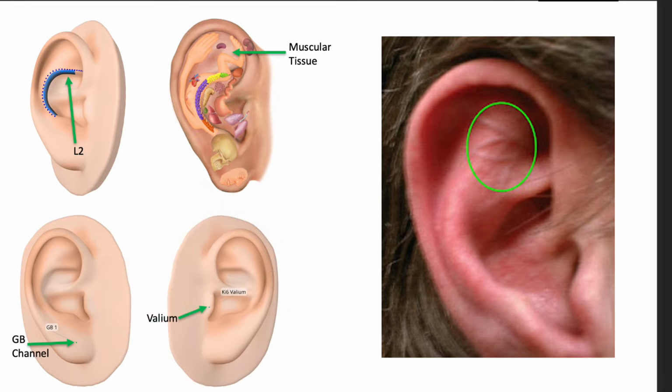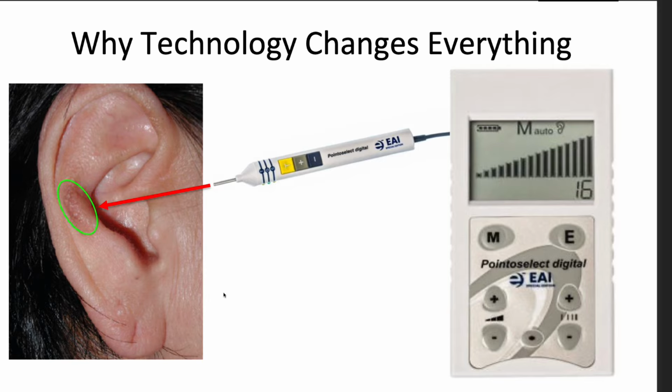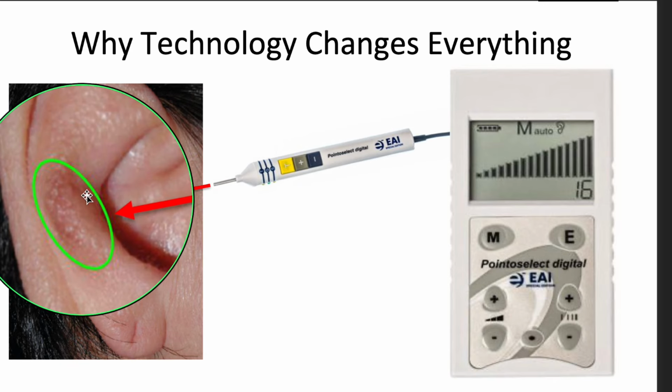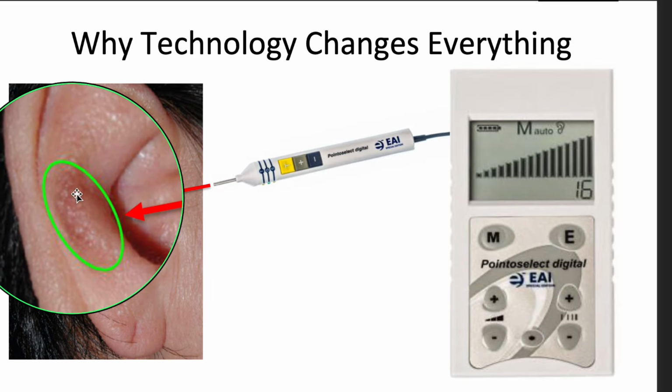Let's do one more example so that you can gain clarity from this. So a knee pain patient comes in, her knees look like this, she's had bilateral replacements, and she does not tell you about her breast cancer. Not to worry, because we don't rely on patients. Patients lie all the time, don't they? This is what breast cancer looks like on the ear. And you're like, well, Jeremy, what do you mean? How does breast cancer show up here?